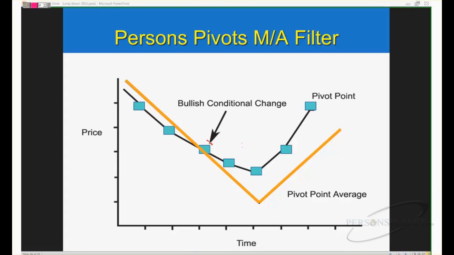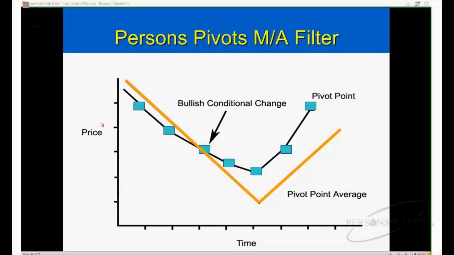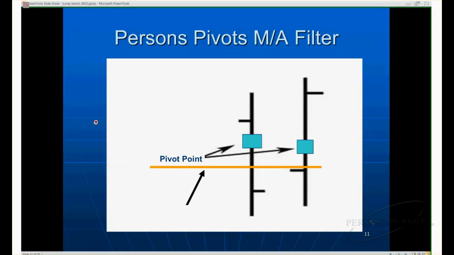And then it helps give us a clue when we start to see the pivot point get above a longer-term pivot point moving average. So I want you to understand, blue is above gold. The market condition has changed to bullish. And that way we get a reflection of a higher high and a higher low. That's person's pivots. That's the essence of what makes the thing work.